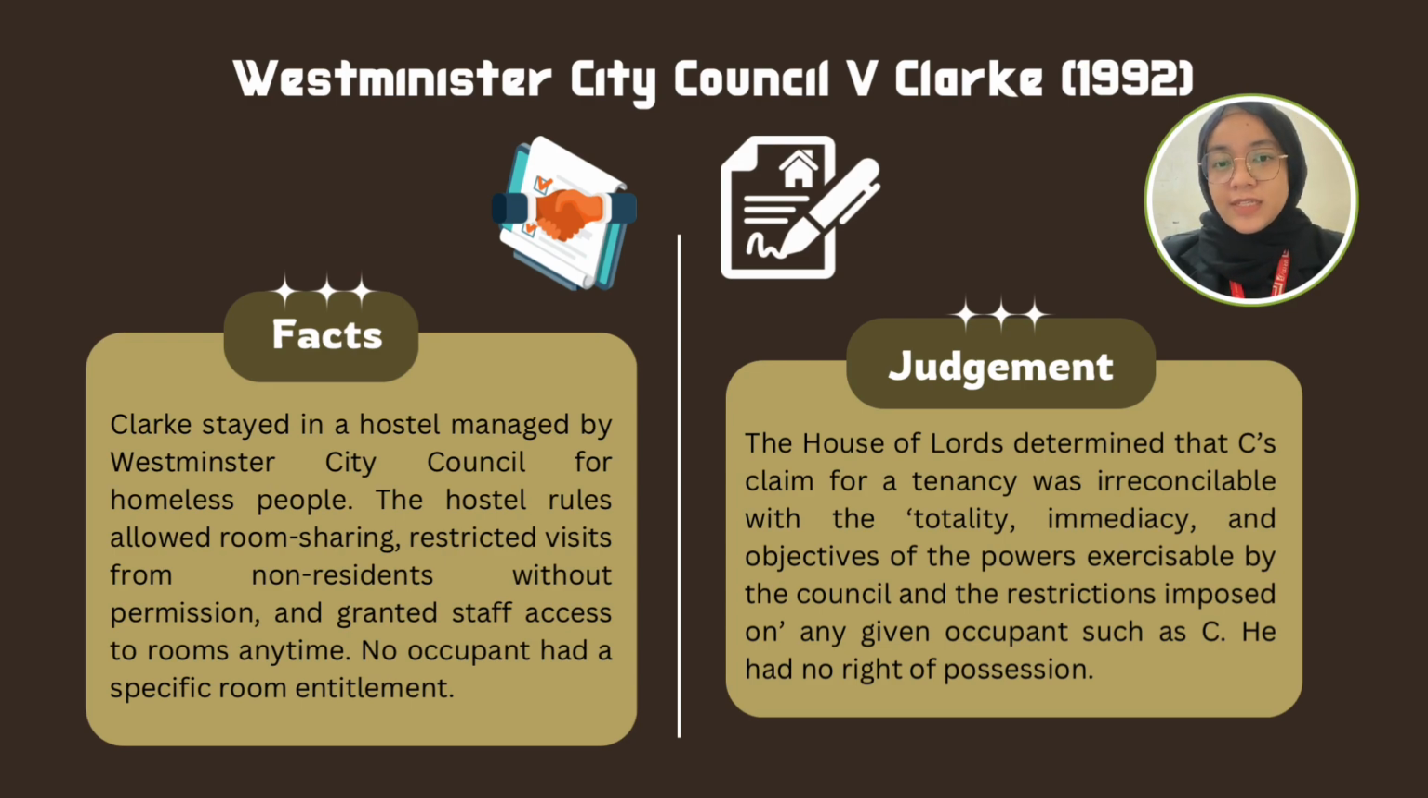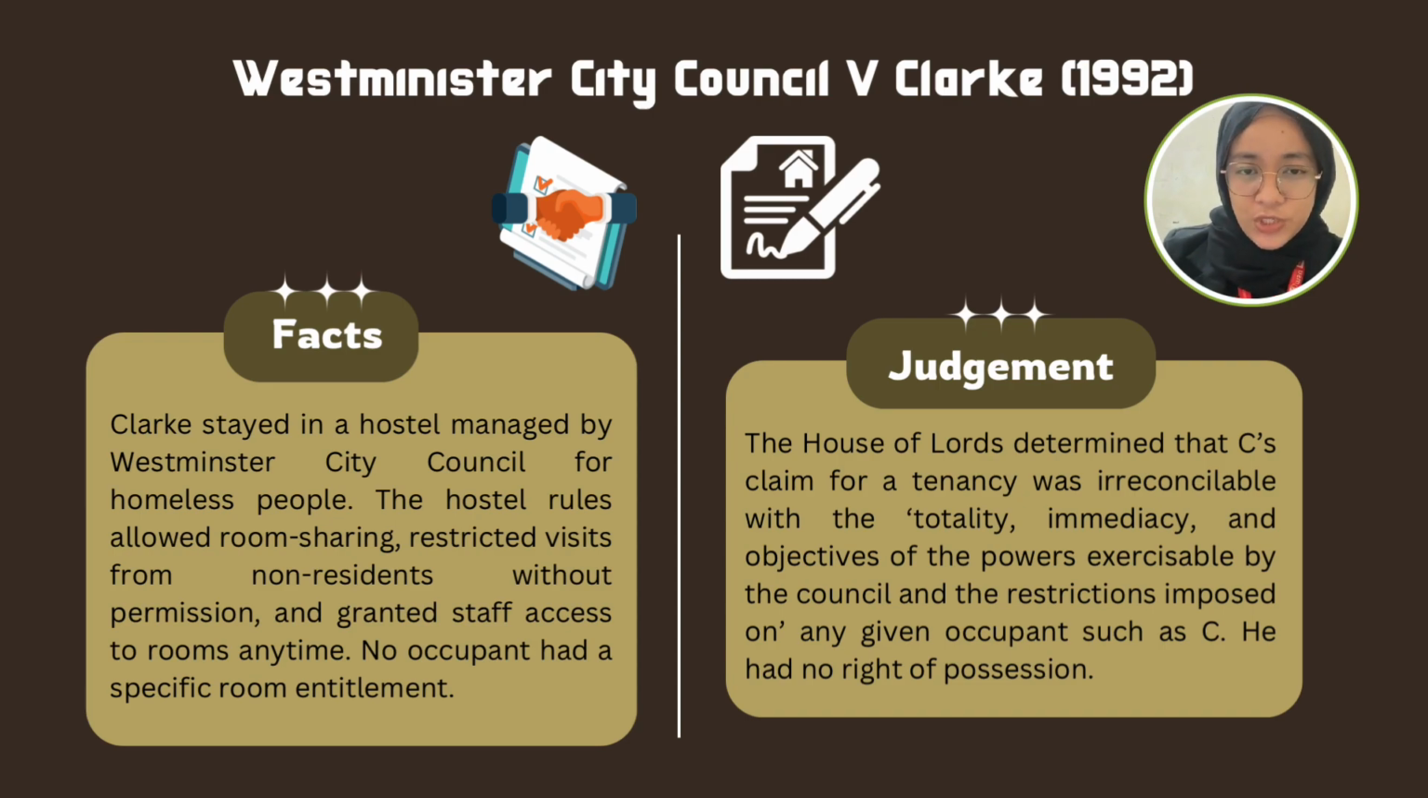Basically, the fact of this case is where Clarke, known as C, was occupying a room at a hostel that was run by the Westminster City Council, and it was intended for homeless persons. As per the regulation of the hostel, no occupant was entitled to any particular room, and further, the hostel was entitled to require the occupants to share a room with another occupant. They forbade visits by non-occupants unless permission was granted by the owner, and its staff could access any room anytime and anywhere that they wanted.